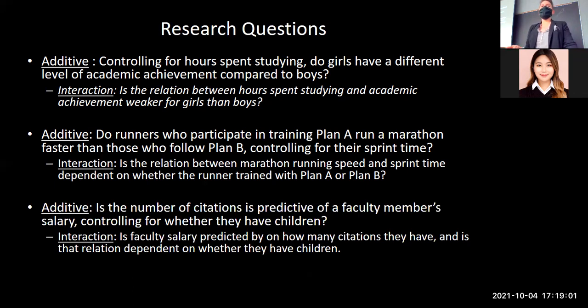Is the number of citations predictive of a faculty member's salary, controlling for whether or not they have children? I should say, and whether they have a stay-at-home spouse. The interaction term question would be, is faculty salary predicted by how many citations they have, and is that relation dependent on whether they have children? The answer is no, but it does depend on whether you're a woman or if you're a person of color. Sorry.